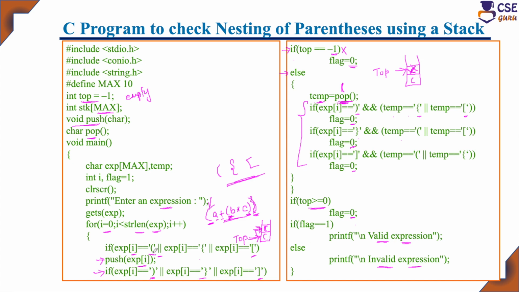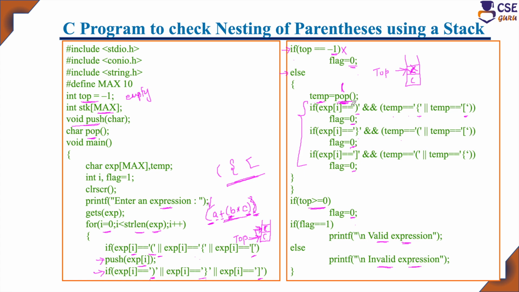So whenever you encounter an open parenthesis, open square bracket or open curly bracket, push that symbol into the stack. And whenever you encounter any closed parenthesis, closed curly bracket or closed square bracket, you have to check all these things. If top is -1, set flag equal to 0, then pop it. Why are we popping? Because we have encountered the corresponding closed parenthesis, so we are popping.